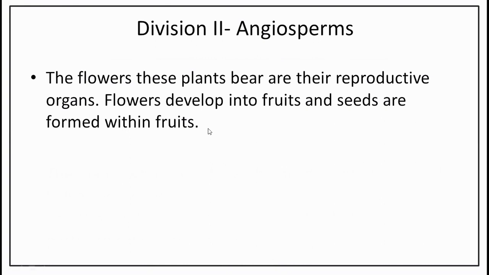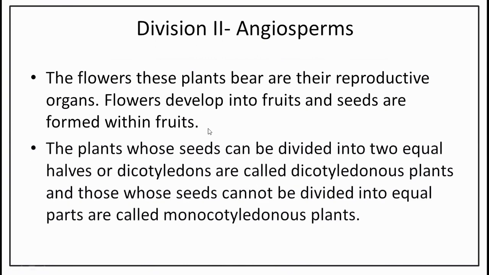Then the plants whose seeds can be divided into two equal parts are called dicots, and the plants whose seeds do not divide into two equal parts are called monocots. That means angiosperms are again divided into two different types depending upon their seeds present in the fruit.